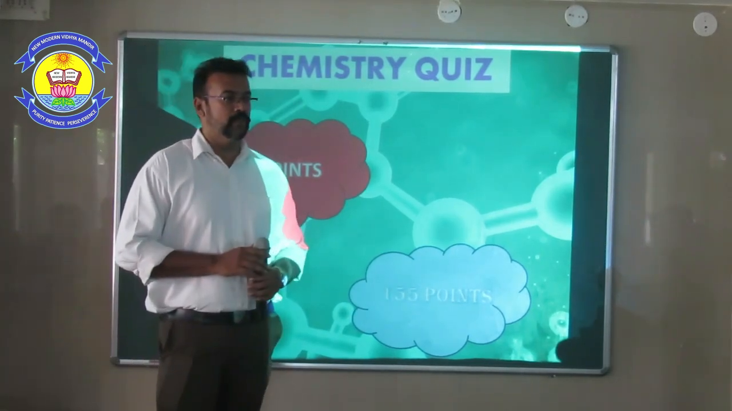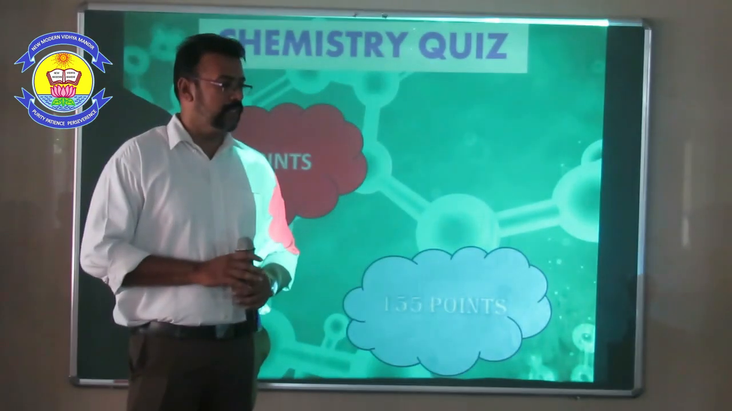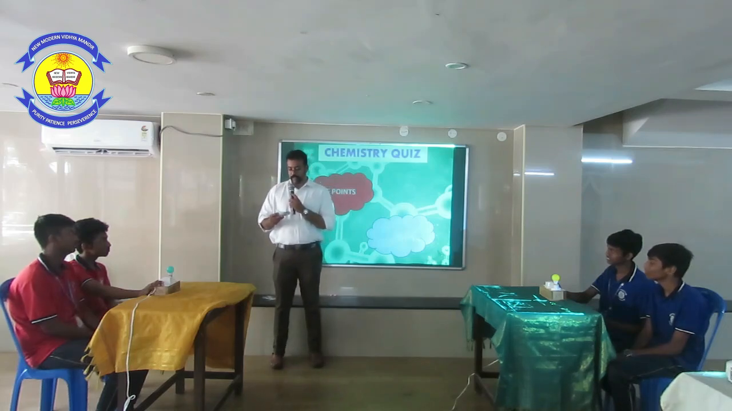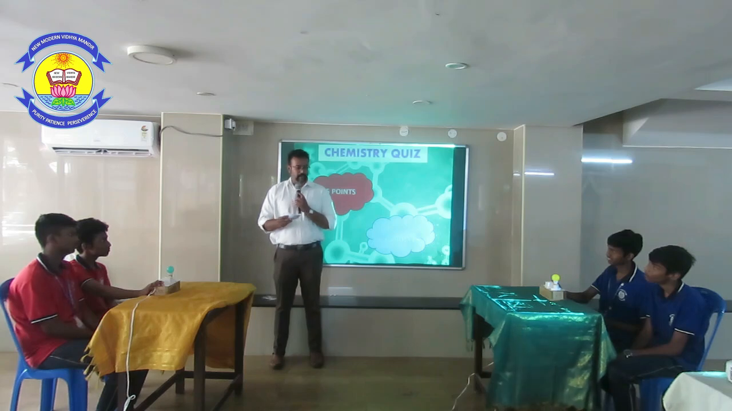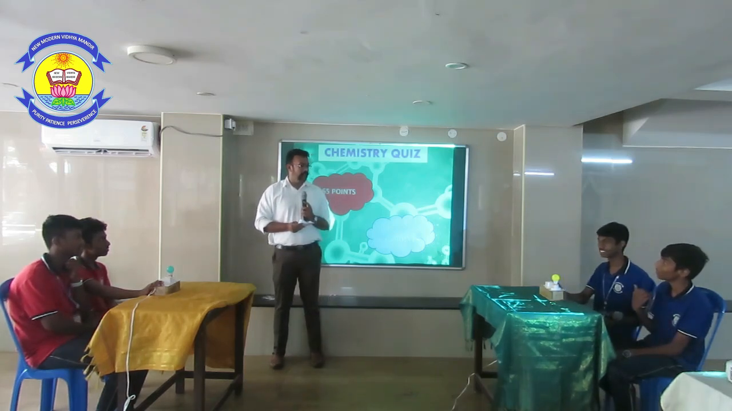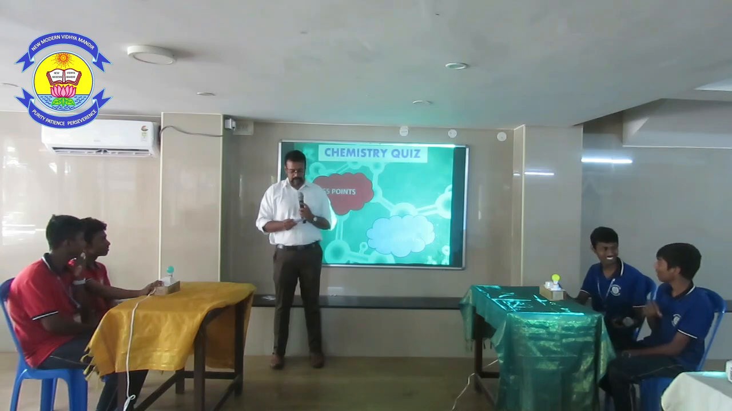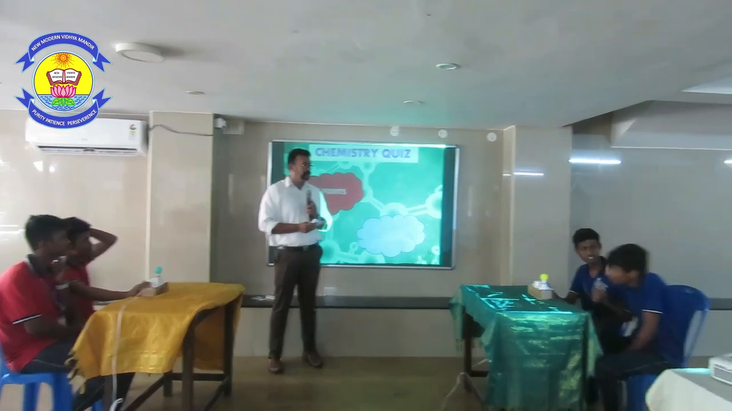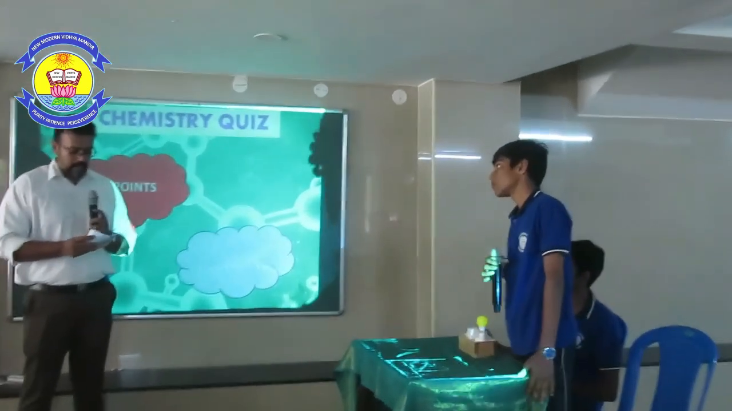MCQs. The first question is, which of the following metals has the largest abundance in earth's crust? Aluminum, calcium, magnesium and sodium. Aluminum. 5 points.